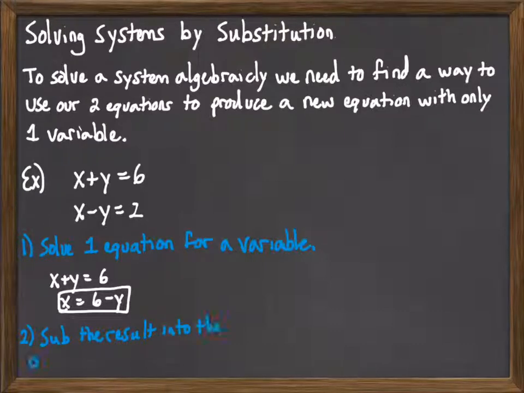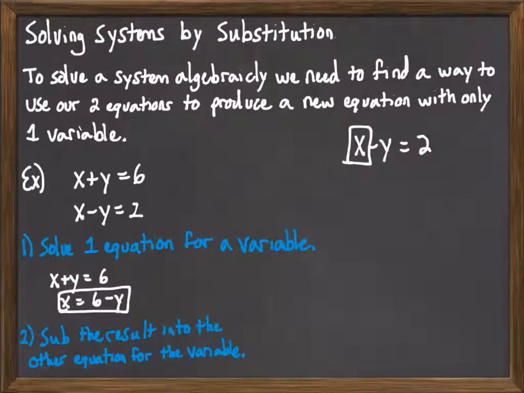The second step is to take that result and substitute it into the other equation. We've already made use of the first equation. If we put that back into the first equation, then we'd only be using the one equation. We have to use both equations to be able to produce that third equation. So we've already used the first one to solve for x. Now we go to that other equation, x minus y equals 2, and we want to replace the x with what it's equal to there, the 6 minus y.